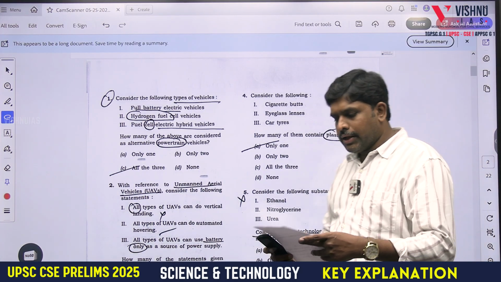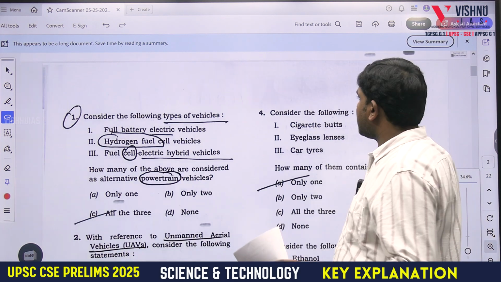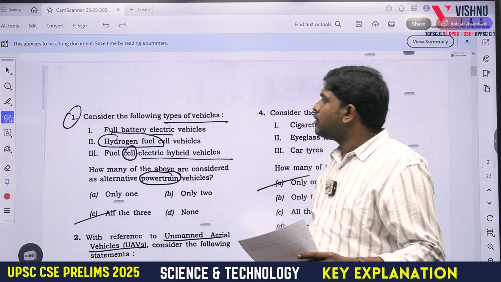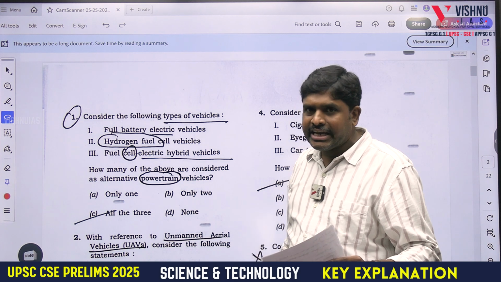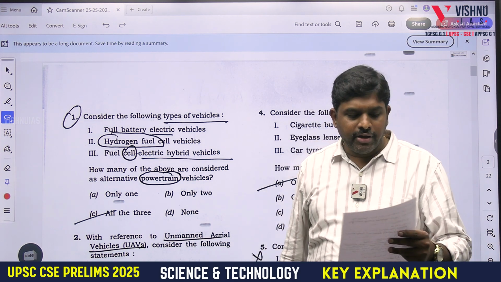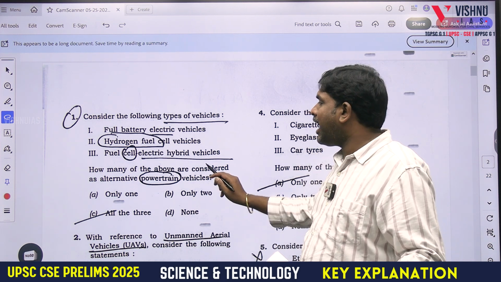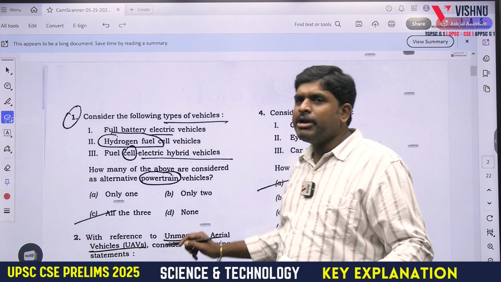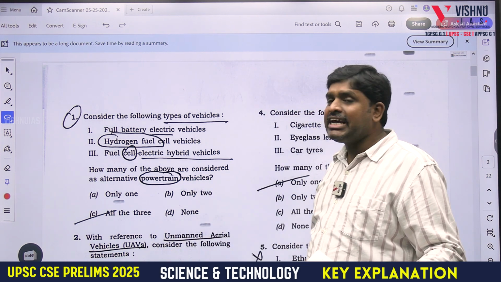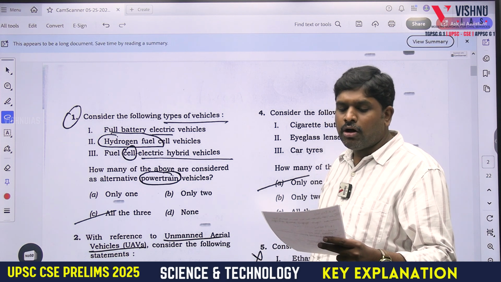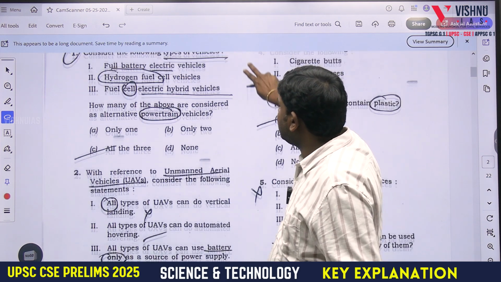First question: consider the following types of vehicles. First, fuel battery electric vehicles. Second, hydrogen fuel cell vehicles. Third, fuel cell electric hybrid vehicles. Hybrid means we can use petrol and electricity both. How many of the above are considered alternative powertrain vehicles? All 3 types are listed as alternative powertrain. So the answer is all of the above.